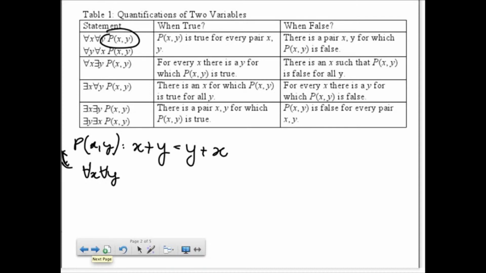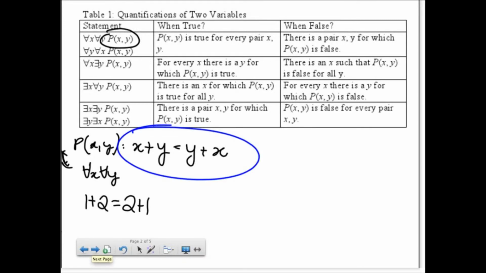Now, using basic math, we know this is true. 1 plus 2 is equal to 2 plus 1. And we know that's true for every single number, or in the mathematical dictionary, because that is the commutative law of mathematics.